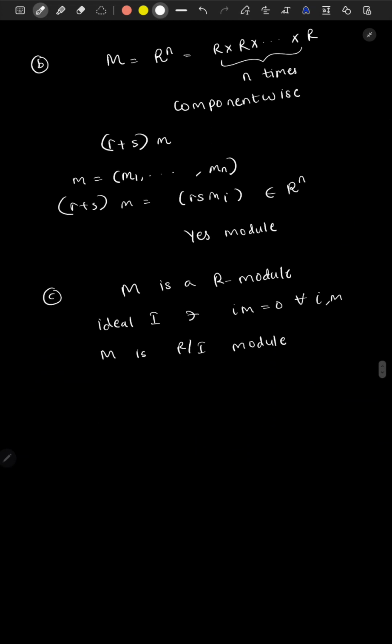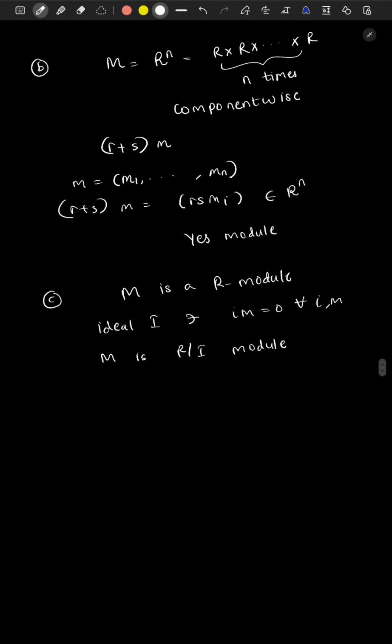So how is the group action defined, or how is the multiplication defined? It's easy now, because any element of R/I can be written as r plus I. This is the equivalence class of the element. So if I multiply it with m, it will give me rm plus Im. As we know, this term goes to 0, so this operation is well defined. And once it's well defined, all the other properties are satisfied.